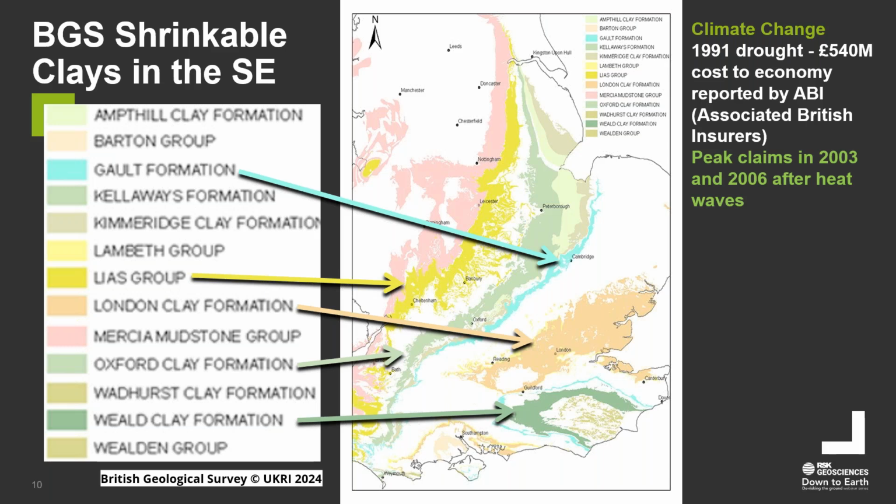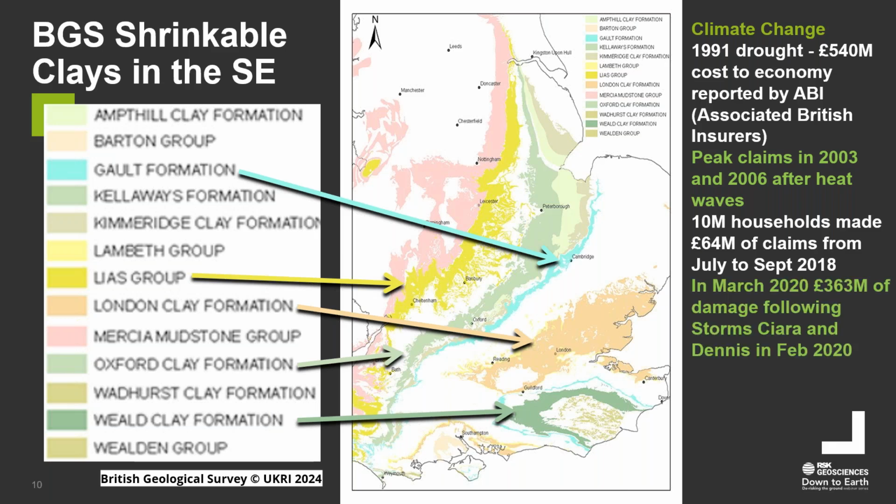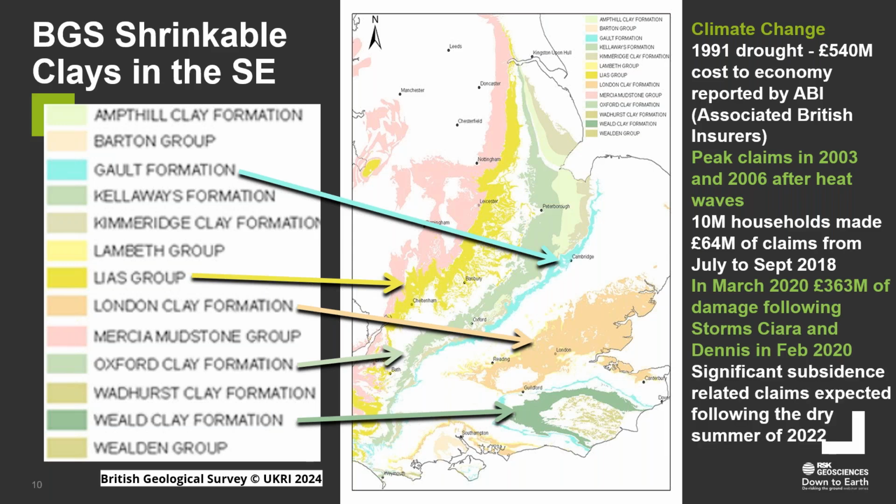In 2003, 2006, after heat waves, there was a peak in claims again. 10 million households in July, September 2018, £64 million of claims. March 2020, £363 million of damage after storms. Significant subsidence-related claims were expected following the summer of 2022. So I think we all can spot the trends and we're all aware where the impacts are likely to be.